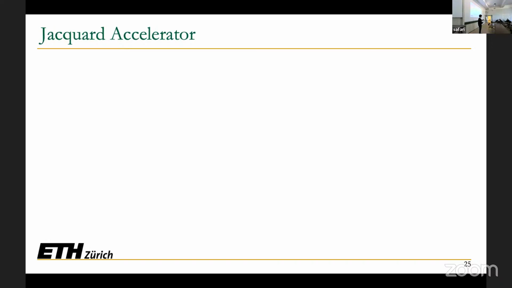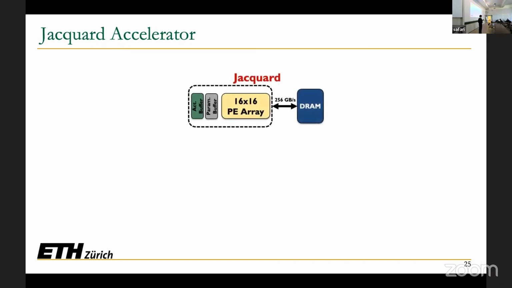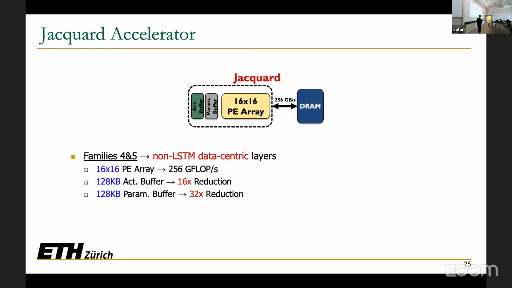The last accelerator is called Jakar, and it looks like this. It caters to families 4 and 5, which are the non-LSTM data-centric layers. This is also a near data accelerator, and it has similar parameters. However, this one does have a parameter buffer.